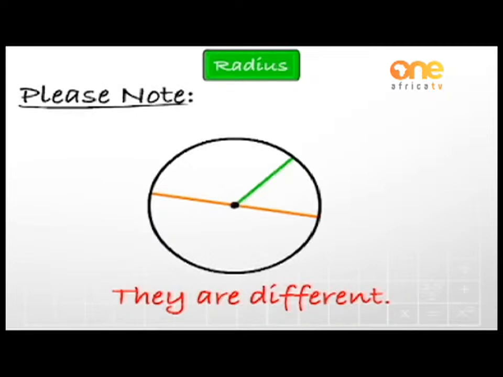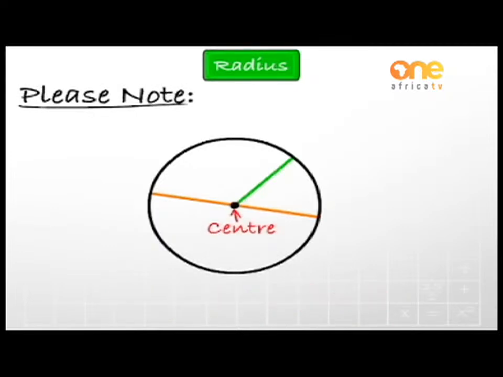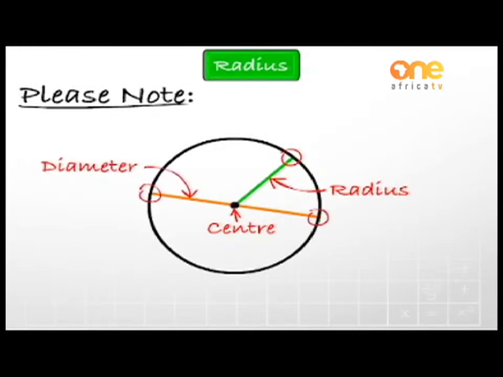Both of these line segments will pass through the center of a circle. However, the radius will touch only one point on the edge of the circle, whereas the diameter will touch 2 points on the edge of a circle.